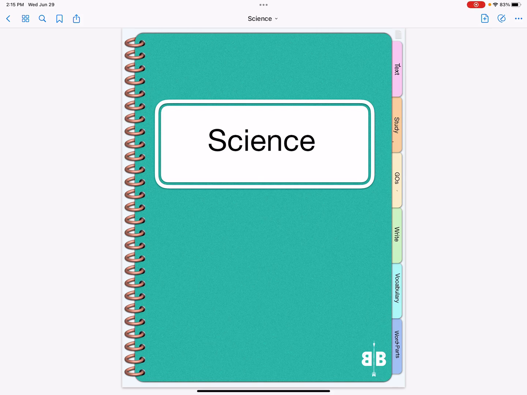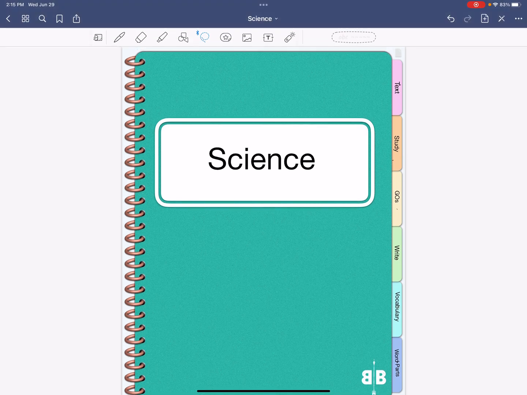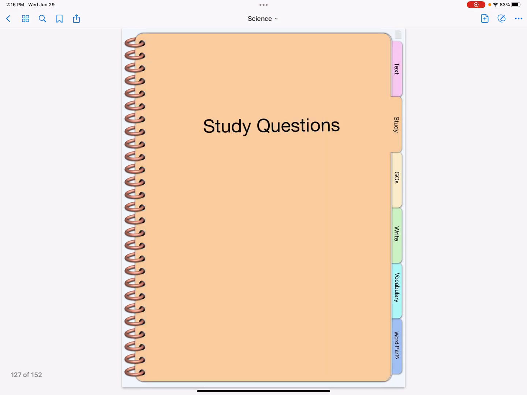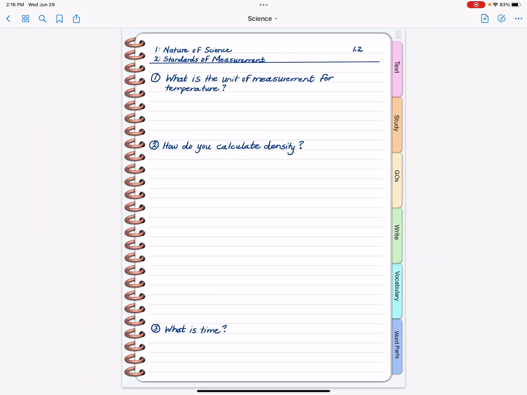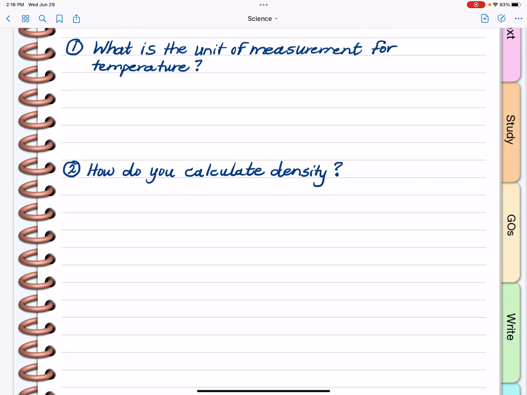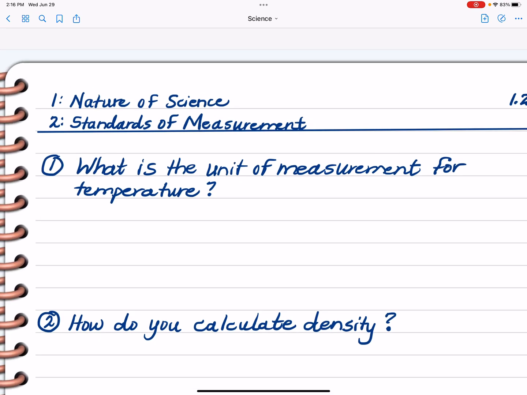In this video, we are going to revisit our focus questions, which are in the study section of the notebook, and they're here. We've already written these out. I'm going to answer questions 1 and 3 first, and then we're going to really do some intensive work on number 2. So let's tackle number 1 first.